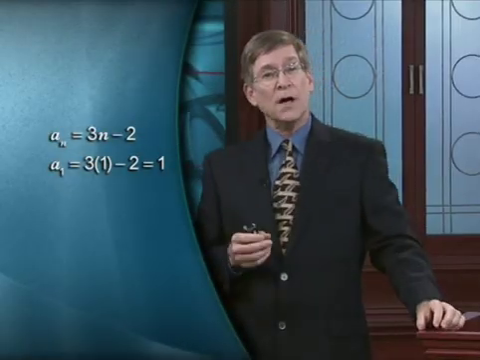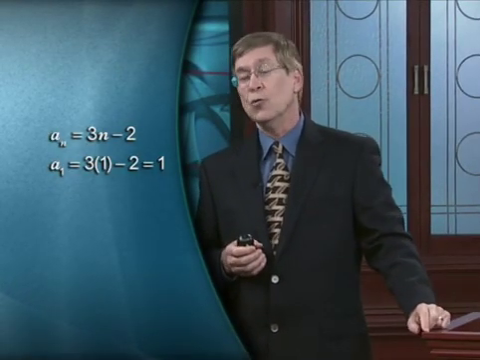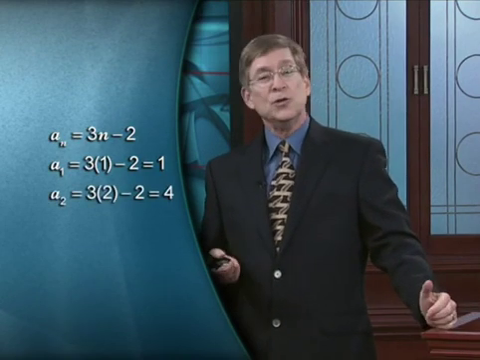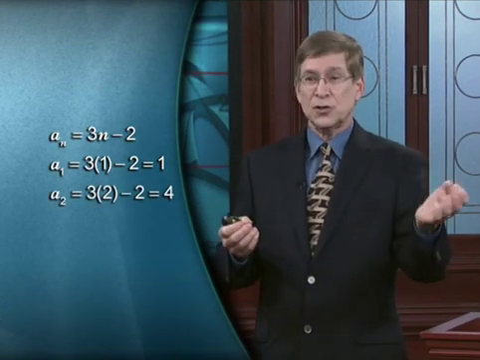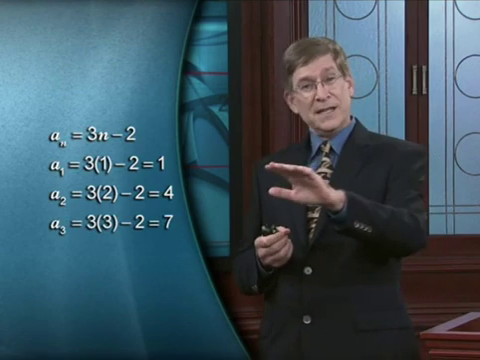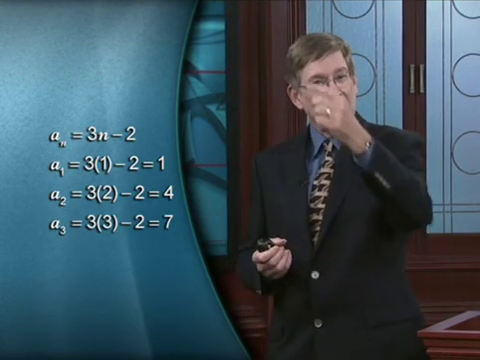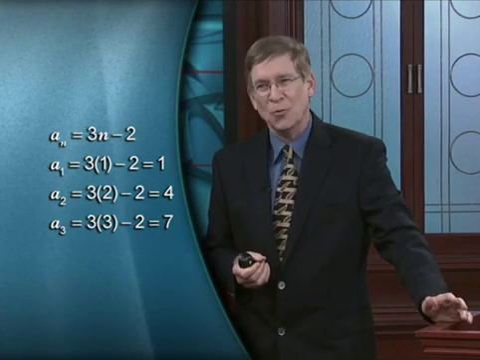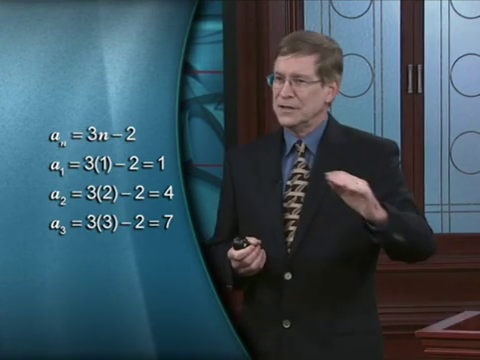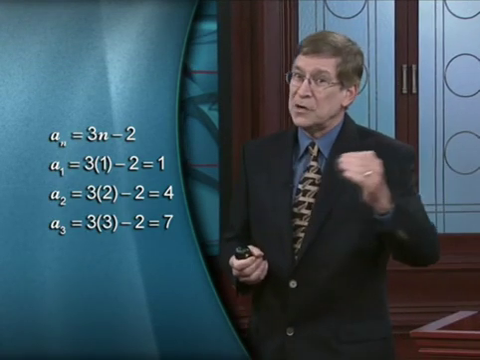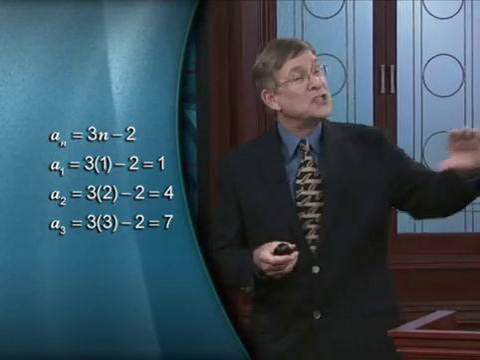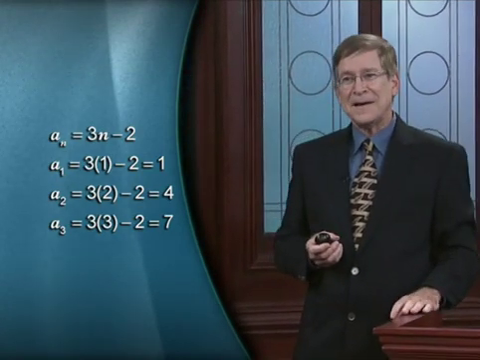So when n is 1, it's 3 times 1 minus 2, or 1. When n is 2, it's 3 times 2 minus 2, or 4. When n is 3, it's 3 times 3 minus 2, or 7. I think you see the pattern, don't you? 1, 4, 7, skip 3, 10, skip 3 more, 13. There's a nice sequence.